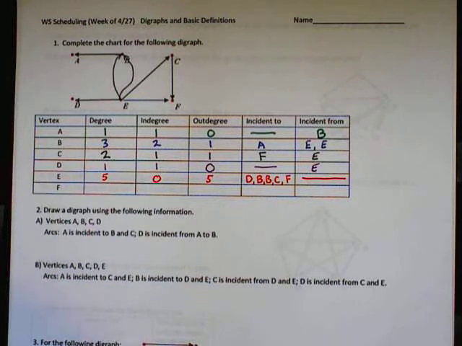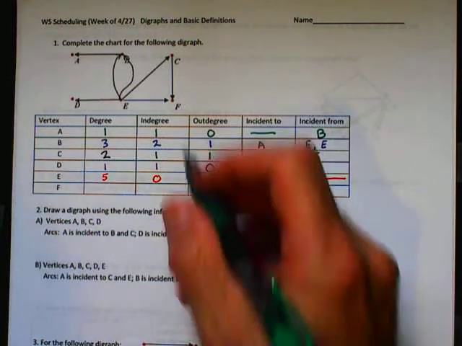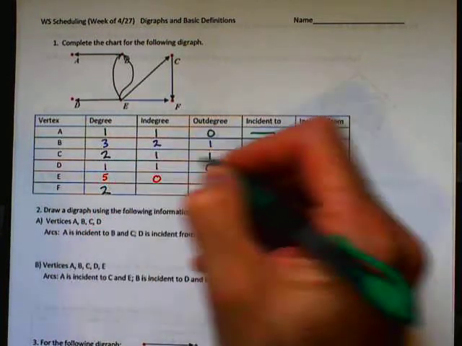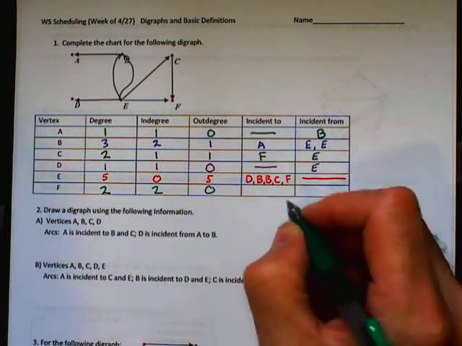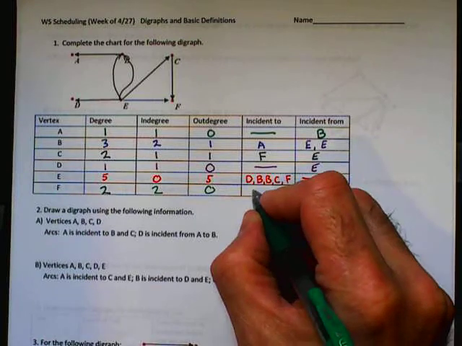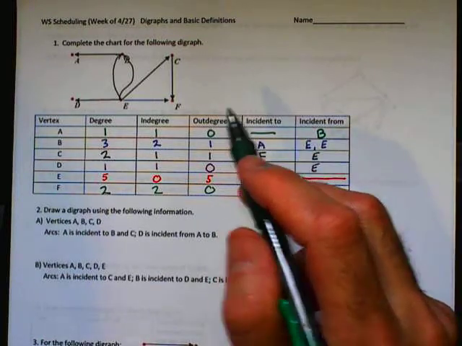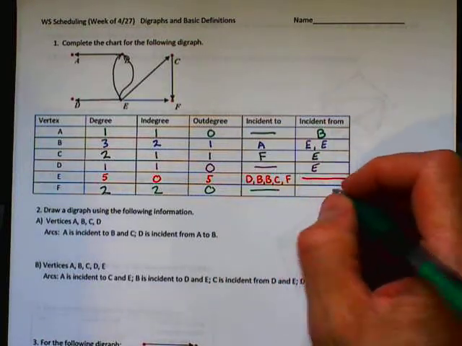And then the last one is F. F has a degree of 2, both coming in. So that gives you a 0 out degree. You can't go to anywhere from F, but you can go from F. You could have come from E or C.